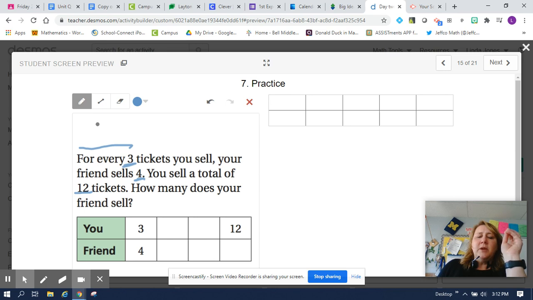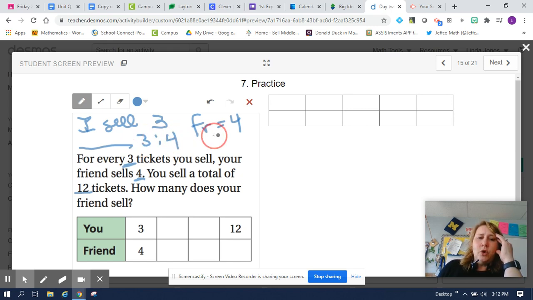So now I start thinking about the quantities I know and the relationships between them. I know that I sell 3 tickets and my friend sells 4 tickets. So the ratio is 3 to 4, right? And I know my total is 12. So whatever happens here, this is my relationship. These are my quantities. So I have a quantity of 3 and 4, but I know I have to get up to 12.